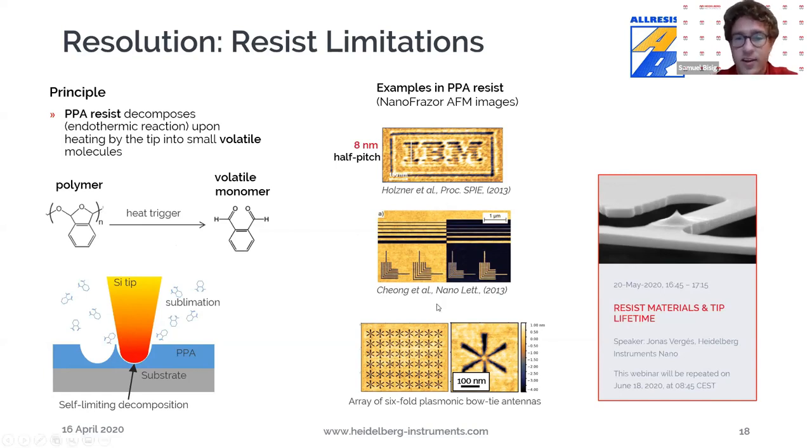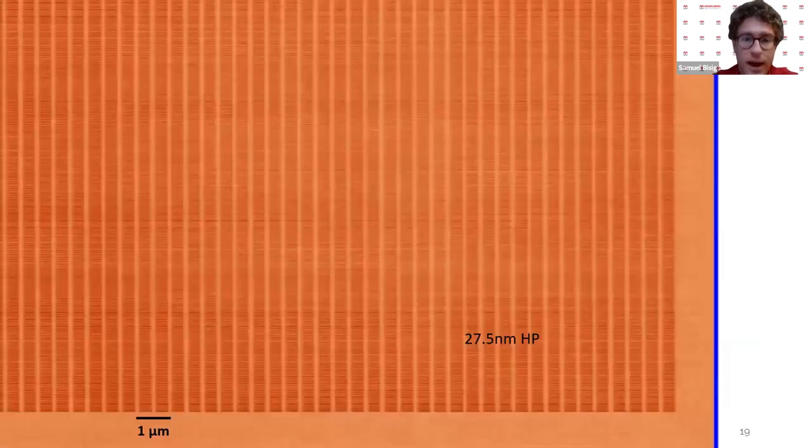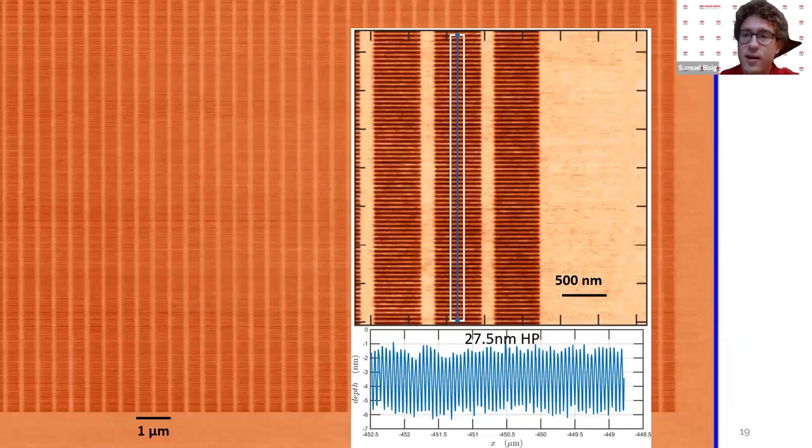And you can see in the examples what we could do with this high-end polymer system, which is available to buy from Allresist. I just want to briefly mention, if you want to know more about the resist materials and tip lifetime, my colleague Jonas will have a talk next Wednesday about this. And just to convince you that this is not something you only do on a small range, you can even do this high resolution, in this case 27.5 nanometer half pitch structures, and pattern this over tens of microns of area. So there's a high stability of the process.